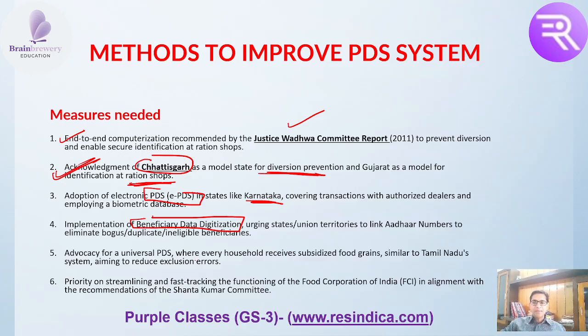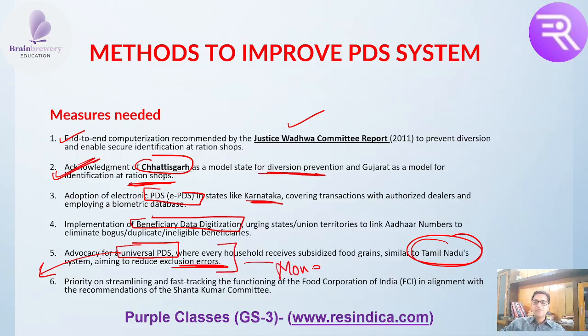Then we have the advocacy of a universal PDS system, one nation, one ration card, where every household receives subsidized food grain to reduce exclusion error. In Tamil Nadu, food grain is provided to every household. Since it is provided to every household, there is very little chance of it being diverted to other places. Everybody gets a ration card there. So this reduces the exclusion error, but a lot of money also has to be infused in order to provide food grain to each and every person.